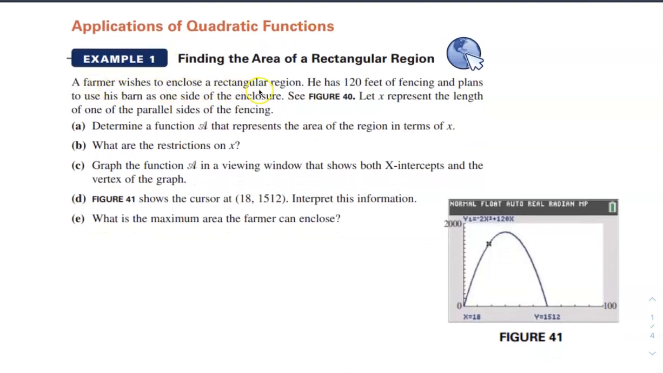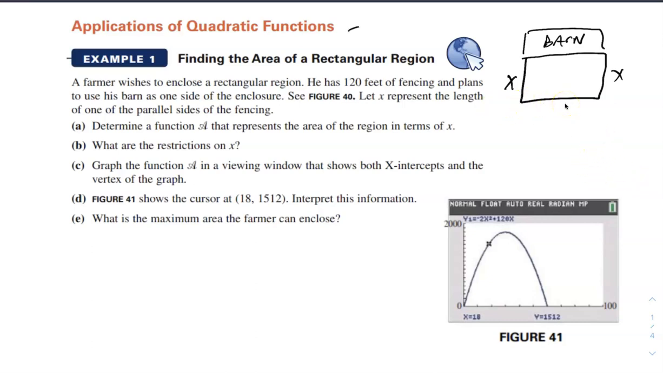A farmer wishes to enclose a rectangular region. He has 120 feet of fencing and plans to use his barn as one side of the enclosure. Let x represent the length of one of the parallel sides of the fencing. So we're going to do a rectangle, and one side is going to be the barn itself, so we don't need fencing on that side. They want the two parallel sides to be x. The key here is what do I write this side as?